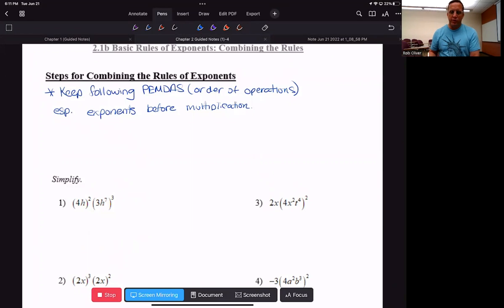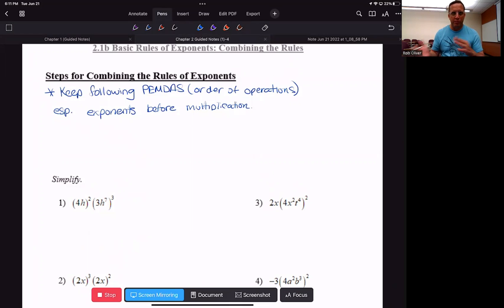Hello, everybody. Let's go ahead and start 2.1b, basic rules for exponents. And this is not much of a departure from the previous lesson, really. I mean, we're kind of continuing on maybe just a little bit. The problems are a little bit more sophisticated. There's a little bit more to them, but we're going to still follow those general rules of order of operations and making sure we deal with the exponents first.